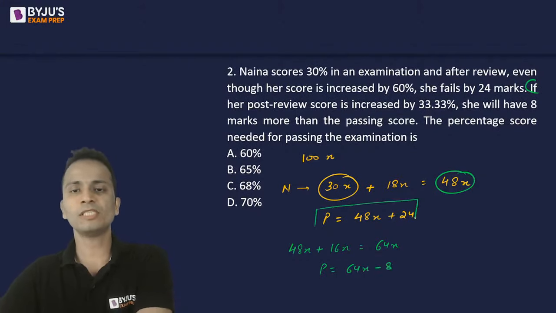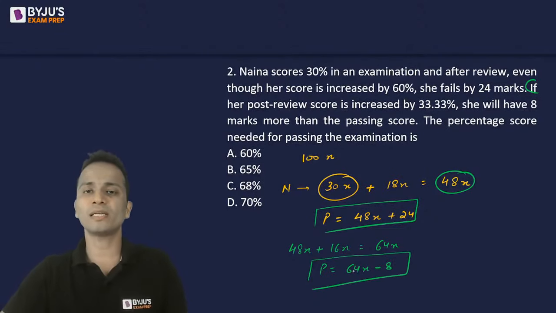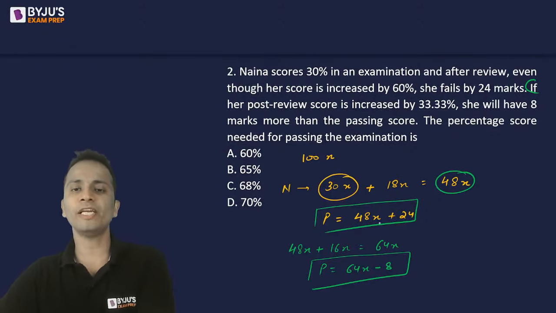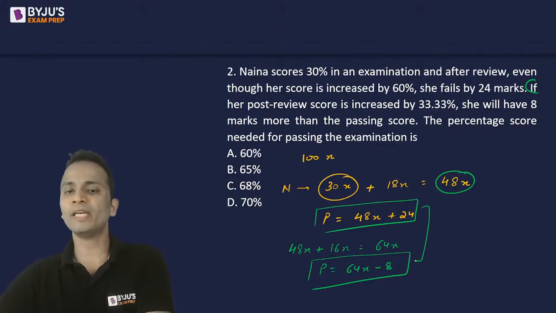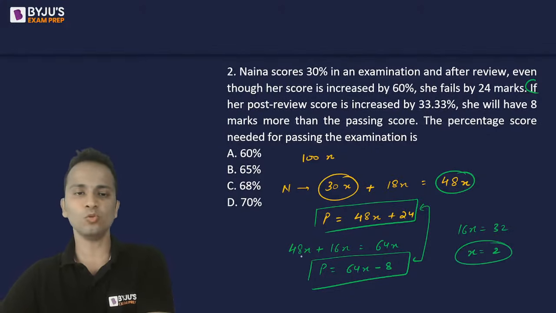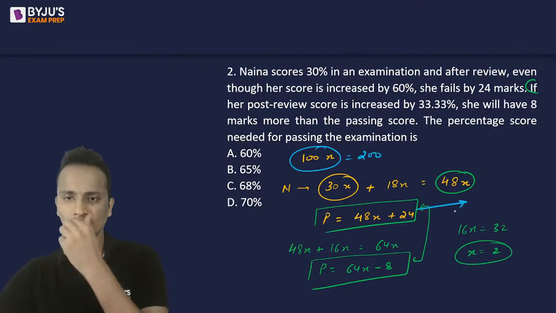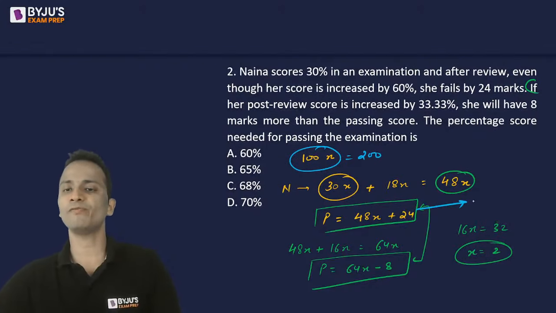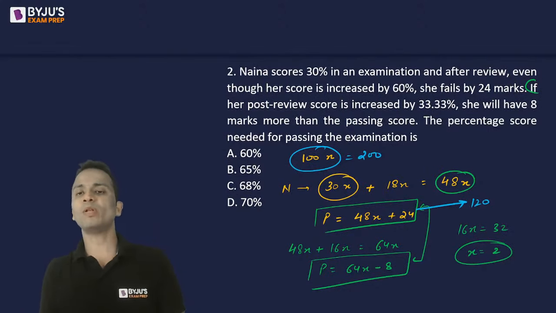From this equation and this equation, we can find out the value of x as well as the passing marks. So passing marks is 48x plus 24 as well as 64x minus 8. I can equate these two, and I can say that 16x is equal to 32. So the value of x will be equal to 2. Now, upon getting the value of x, I can get the total marks, which will be 200, as well as the passing marks. So 48 into 2 is 96, plus 24, that is 120. So out of 200, the passing marks will be 120.